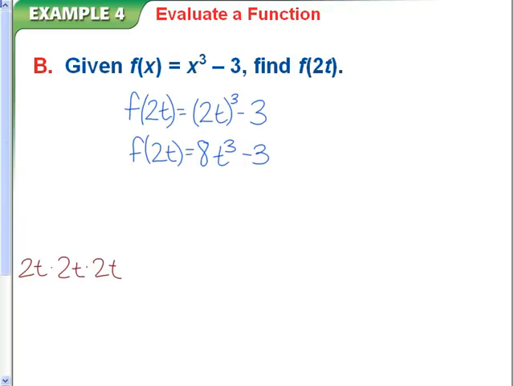At this point, we look to see, can we simplify this at all? Because one has a t cubed and the other term does not, this is as simplified as it can be, so this is our final answer.